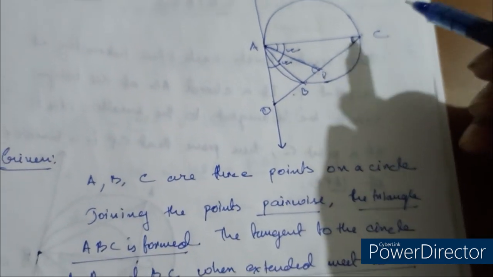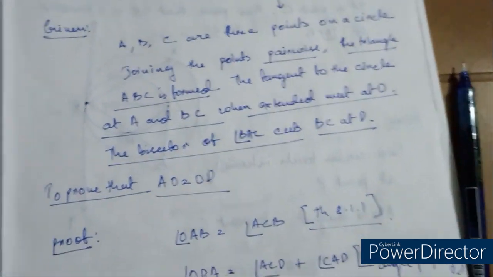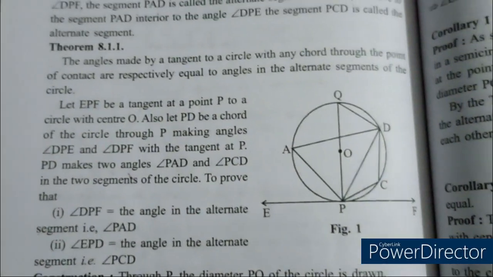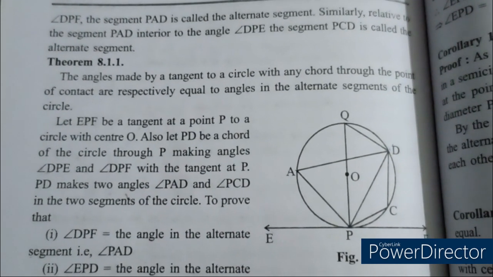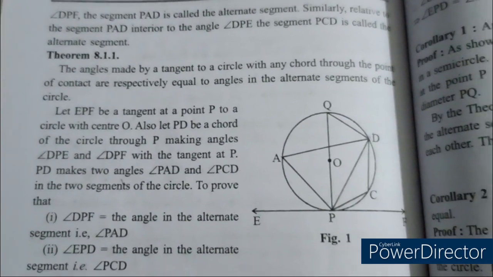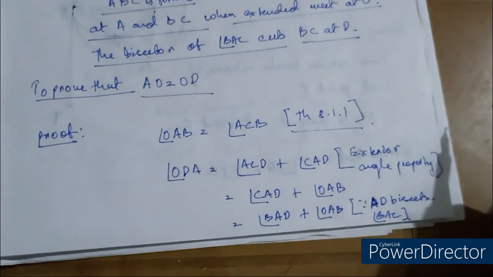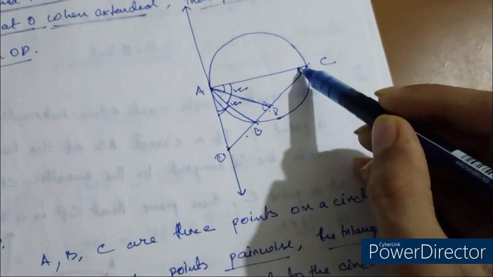Theorem 8.1.1. Let's see theorem 8.1.1 here. Yes, this one, the angle in the alternate segment theorem. The angles made by a tangent to the circle with any chord through the point of contact are respectively equal to the angles in the alternate segment of the circle. Theorem 8.1.1, or angle in the alternate segment. This angle OAB is equal to ACB.